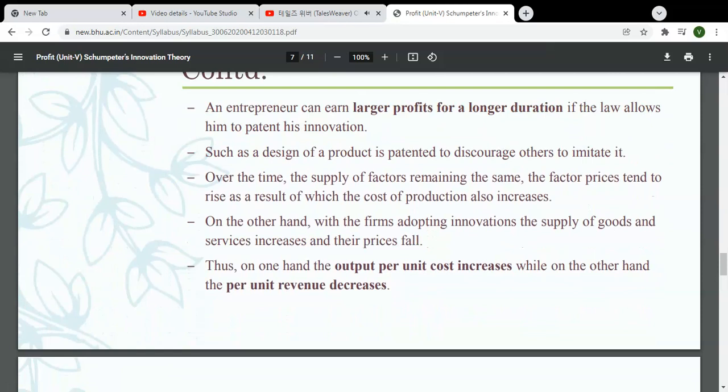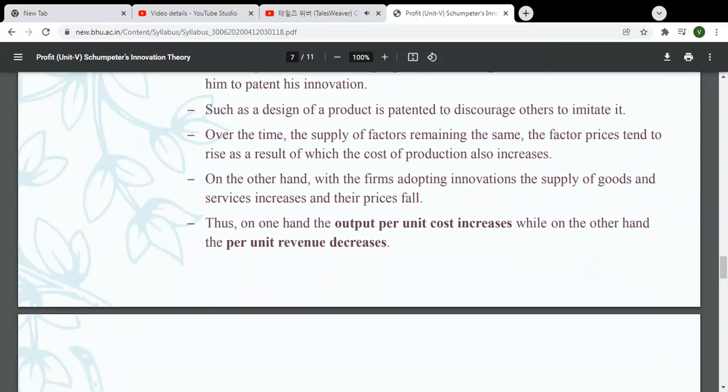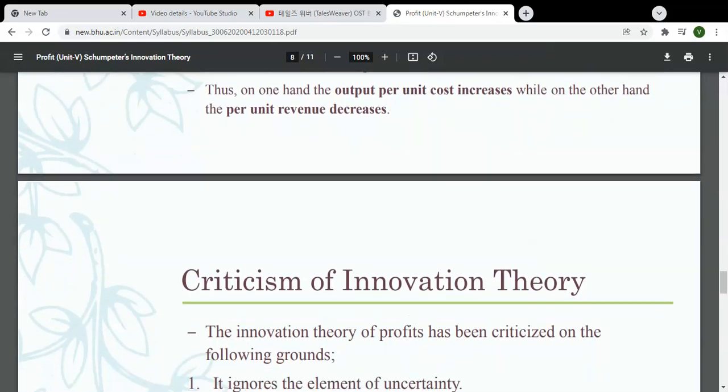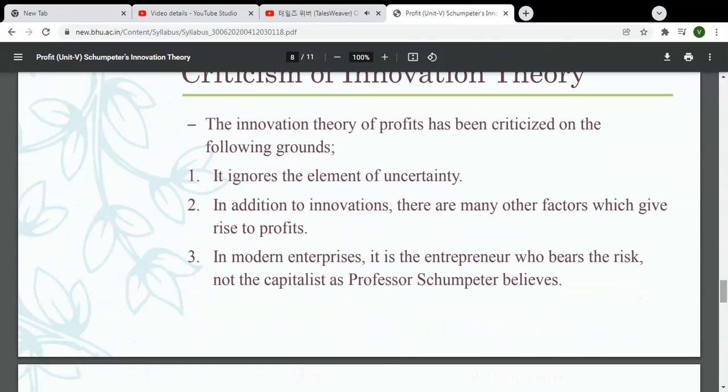Then an entrepreneur can earn larger profits for a longer duration if there is a patent or such a design, so that others will not imitate. All these things are legal techniques, but we don't need to consider the legal side. We just need to know what the innovation is.